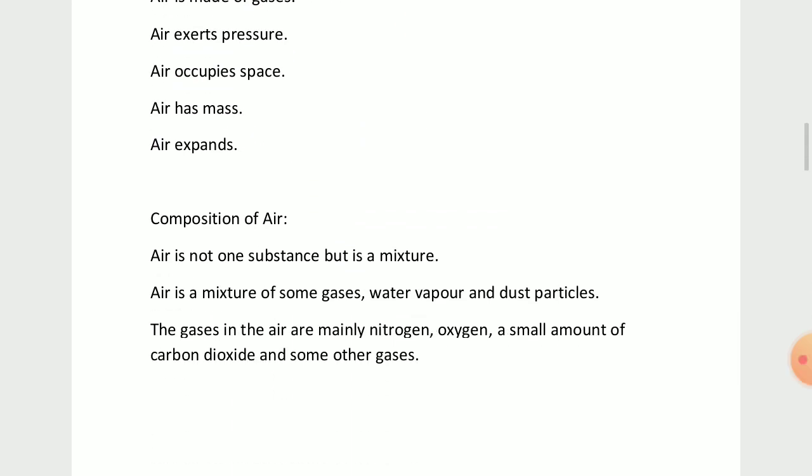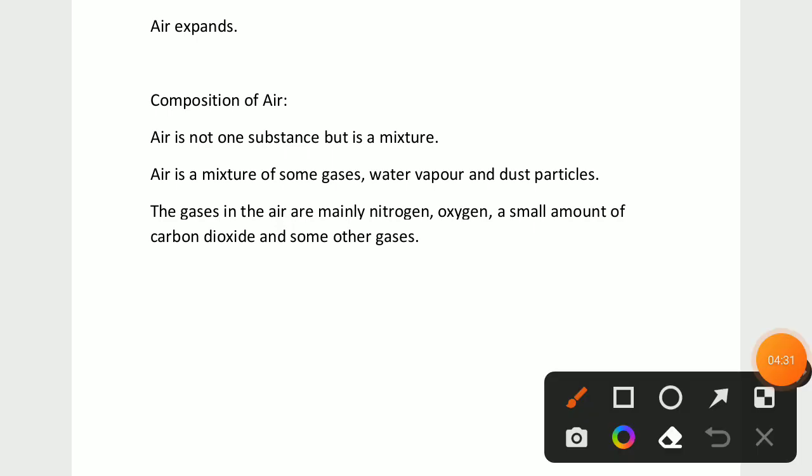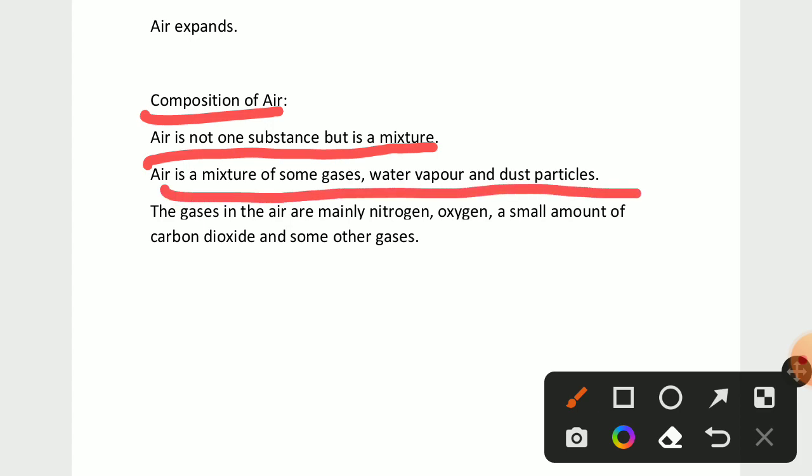Now let's see the composition of air. Air is not one substance, it is a mixture. As I told, air is made up of different gases. It is not a single thing, it is a mixture. Air is a mixture of gases, water vapor and dust particles. It combines gases like oxygen, nitrogen, carbon dioxide, carbon monoxide, and also water vapor and dust particles.